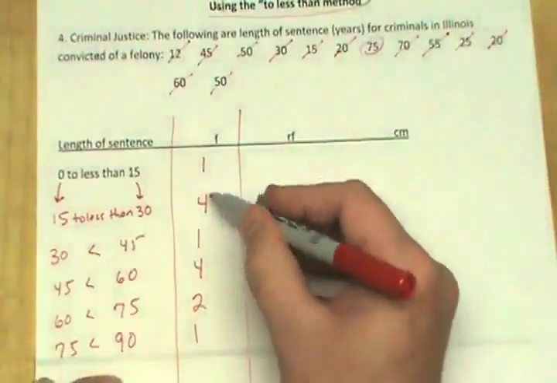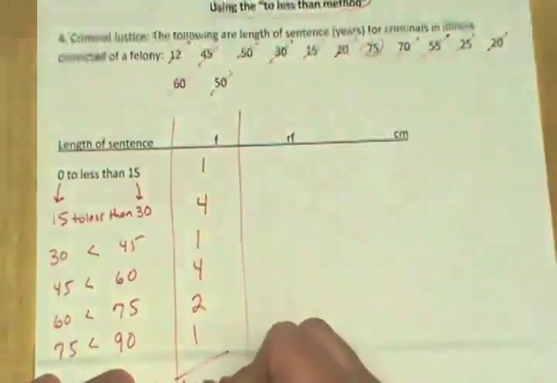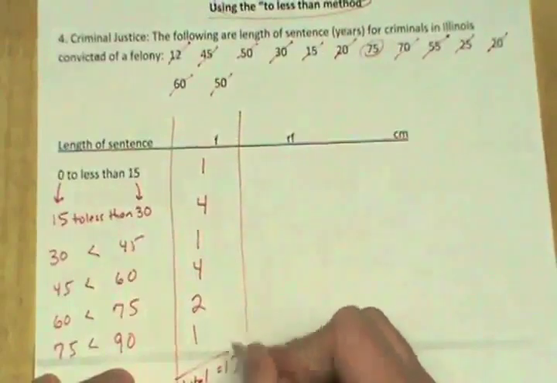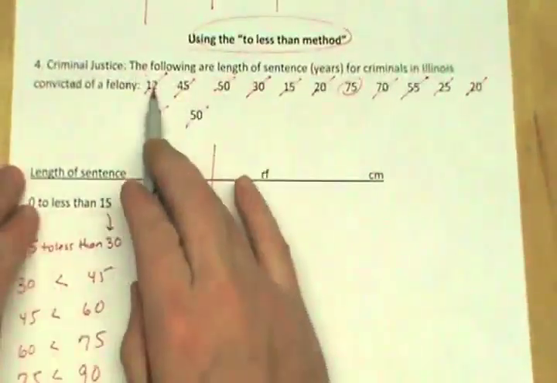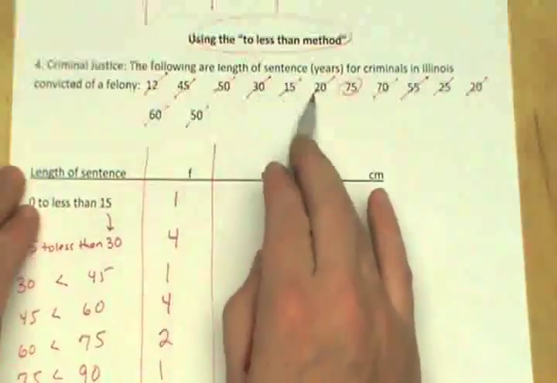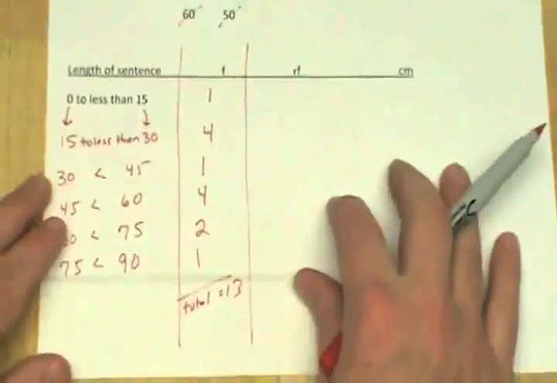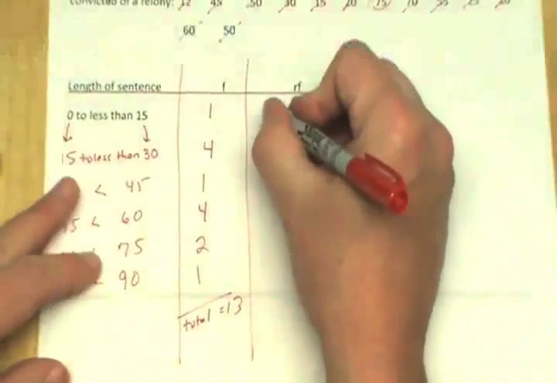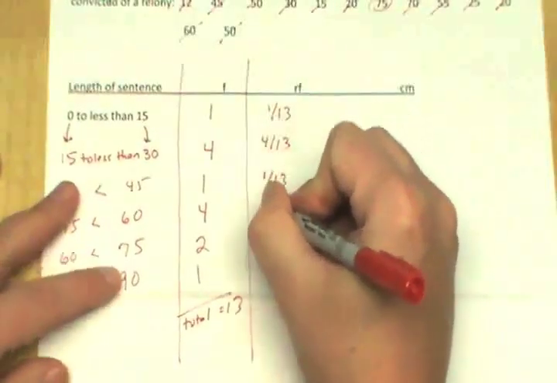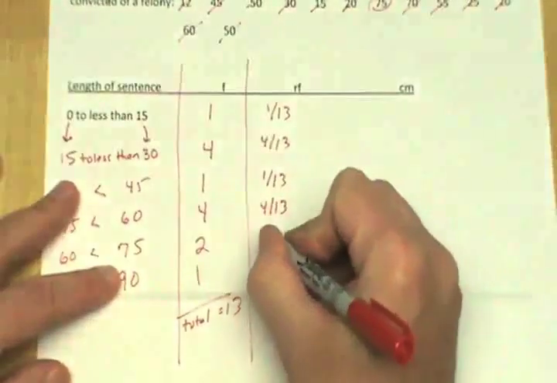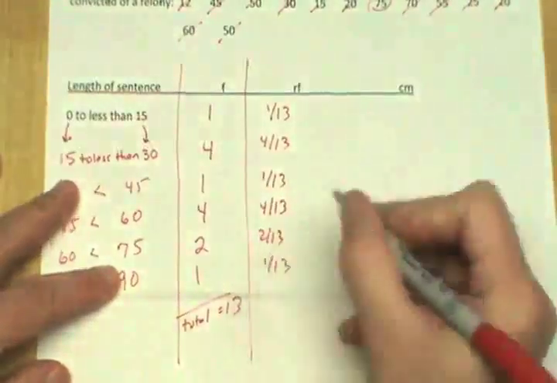And I count them up. So we got 5, 6, 10, 12, 13 total. It's 13. Let me scoot up a little bit now. Make sure that the data total is 13. 1, 2, 3, 4, 5, 6, 7, 8, 9, 10, 11, 12, 13. There we go. And 1 out of 13, 2 out of 13, 1 out of 13.